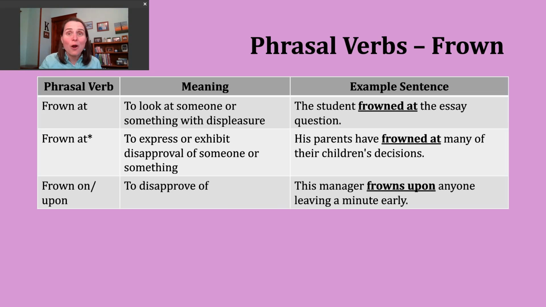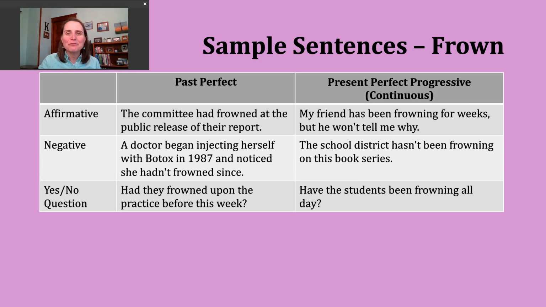Now let's practice our verb of the day, frown, in a couple different verb tenses. Today we're going to practice the past perfect and the present perfect progressive. Let's start with the past perfect. We use this verb tense to talk about a completed action. But what makes this different from just the simple past tense is that there is emphasis on this action occurring before another action or occurring before a certain period of time.